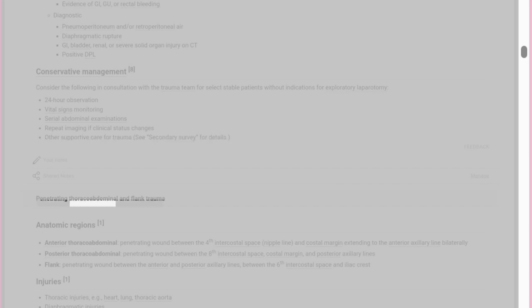Penetrating thoraco-abdominal and flank trauma. Anatomic regions. Anterior thoraco-abdominal: penetrating wound between the 4th intercostal space, nipple line, and costal margin, extending to the anterior axillary line bilaterally. Posterior thoraco-abdominal: penetrating wound between the 8th intercostal space, costal margin, and posterior axillary lines. Flank: penetrating wound between the anterior and posterior axillary lines, between the 6th intercostal space and iliac crest.